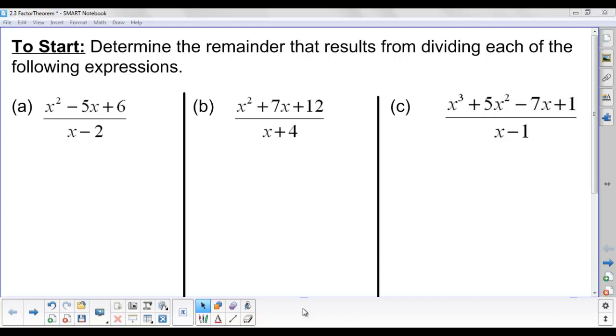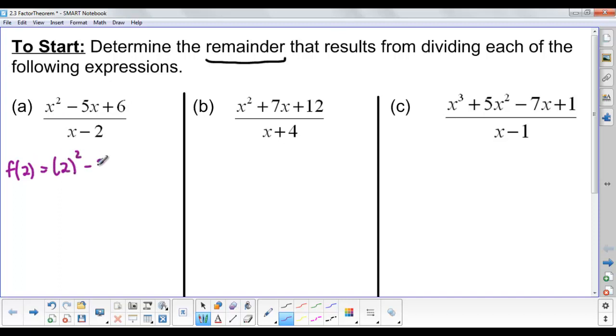So to start, we are going to determine the remainder that results from dividing each one of these expressions. Now remember, we're only finding the remainder, so we can go ahead and use remainder theorem. So we sub in our test root, positive 2, into our dividend. That gives us 2 squared minus 5 times 2 plus 6. And when we simplify, we end up with a 0.